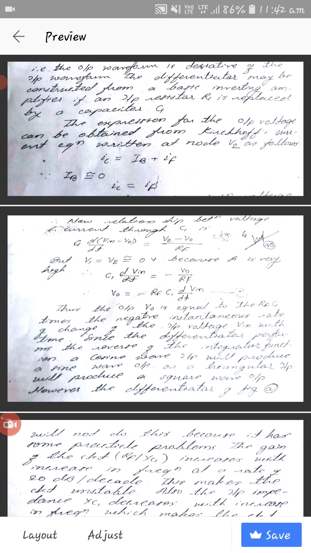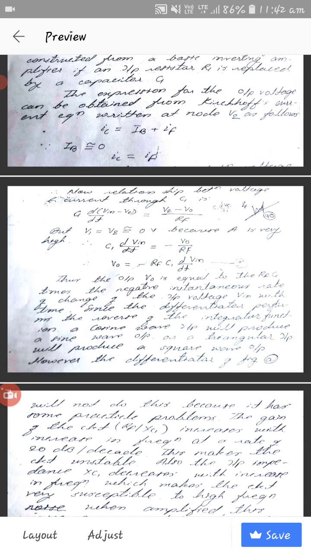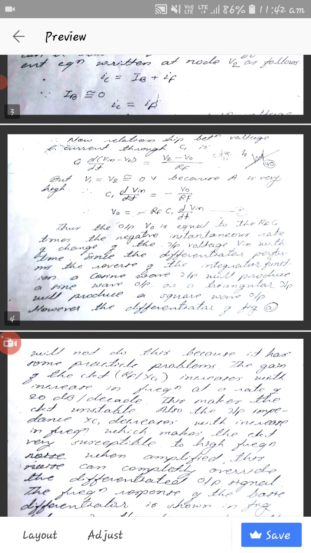So now the equation is C1 dVin upon dt, the derivative of Vin with respect to t, equal to minus V0 upon RF, where V0 is the output voltage. This gives the output voltage V0 equal to minus RF C1 dVin upon dt. This is equation number 1. Thus the output voltage V0 is equal to RF C1 times the negative instantaneous rate of change of the input voltage Vin with time.